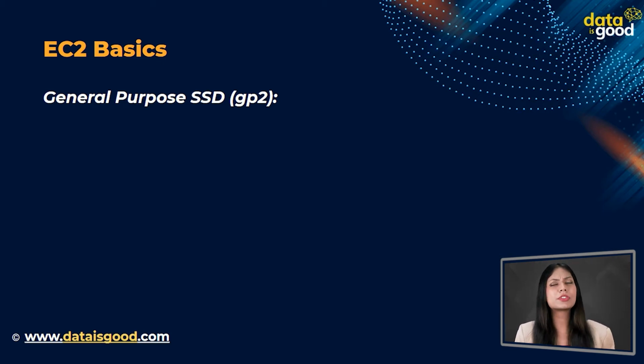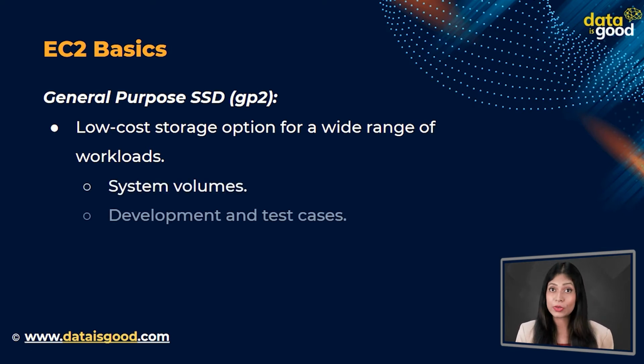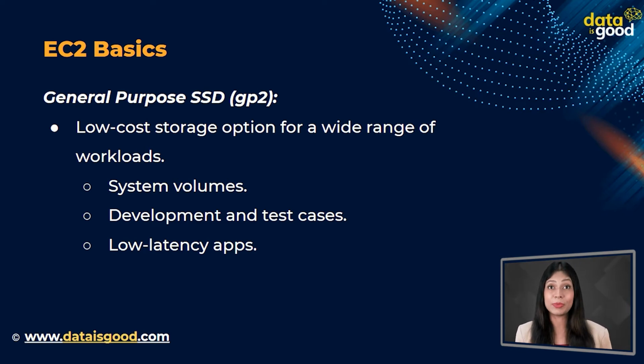These are the most common volume types. They were created to be a low-cost storage option for a wide range of workloads. Now, these volumes include system volumes, development and test cases, and a variety of low-latency apps. They are available in capacities ranging from 1 GB to 16 GB and have a very low latency of a few milliseconds.